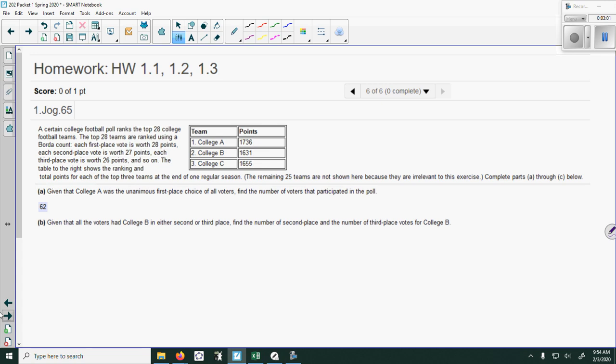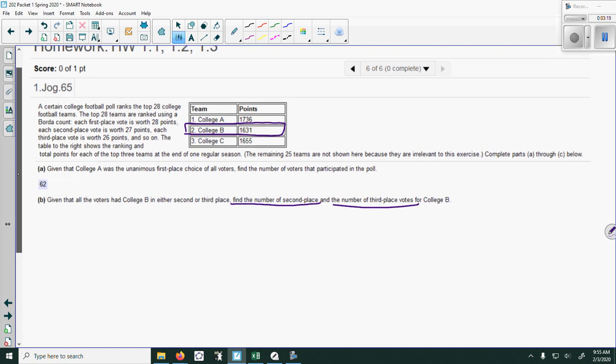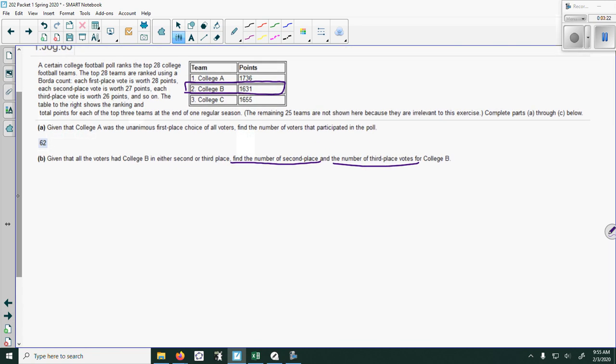Given that all the voters had College B in either second place or third place, so these points for College B all came from second place or third place votes, we're supposed to find the number of second place and the number of third place votes. That's two things we have to find, so I'm going to set up some algebraic expressions for them. I'm going to let X equal the number of second place votes for College B.